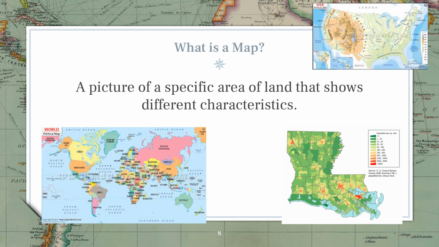And this shows how many people live per square mile. Usually you'll see lighter colors being places where less people live, and darker colors such as red, as it's depicted here, being where many people live per square mile or per square kilometer or whatever land area metric they use.